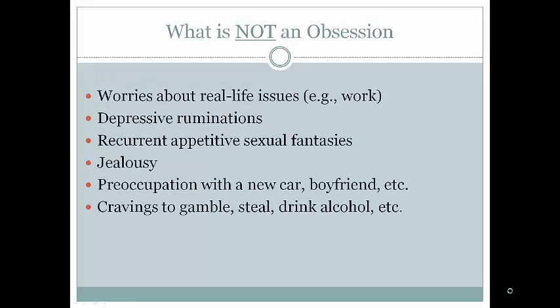So what is not an obsession? Worries about real life issues like work. If you're worried excessively, that can be generalized anxiety disorder, but it's not obsessive compulsive disorder. Depressive rumination: people who are depressed tend to fixate on things, but that is only mood congruent. Repetitive sexual fantasies that are appealing, so some people just have a large sex drive and fantasize about it frequently. Jealousy, preoccupation with a new car, boyfriend, etc. We all have these obsessive moments when something new and exciting has happened to us. Or cravings to gamble, steal, or drink alcohol, because while they may be similar to obsessions, those are related to the specific disorders.